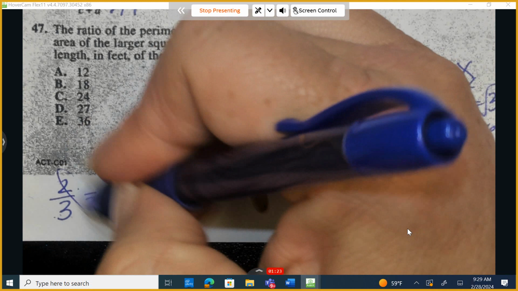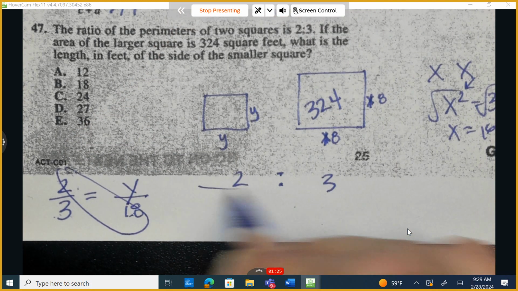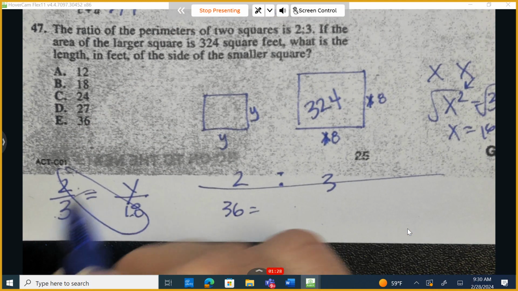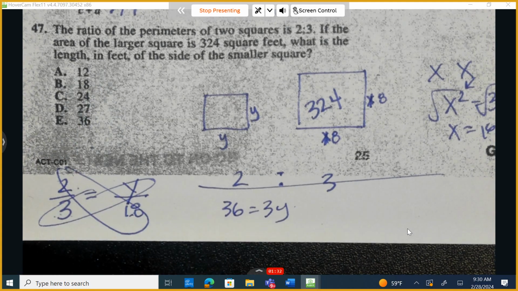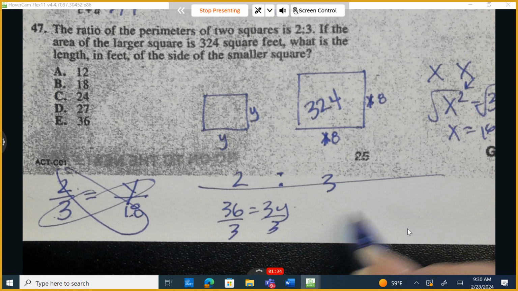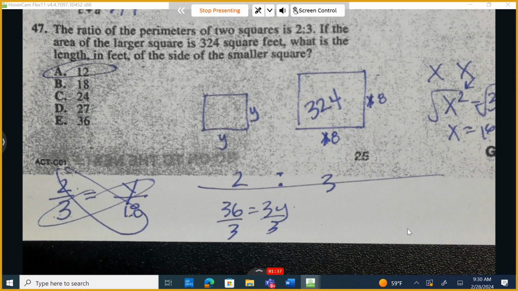So let's use cross multiplying. 2 times 18, feel free to use a calculator, is 36. And 3 times y. And so we're going 3 times what value equals 36? Divide by 3, and 36 divided by 3 is 12. Option A.